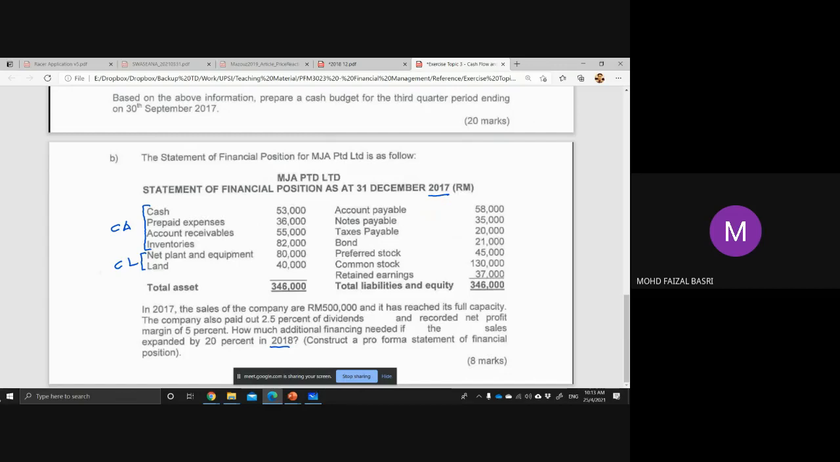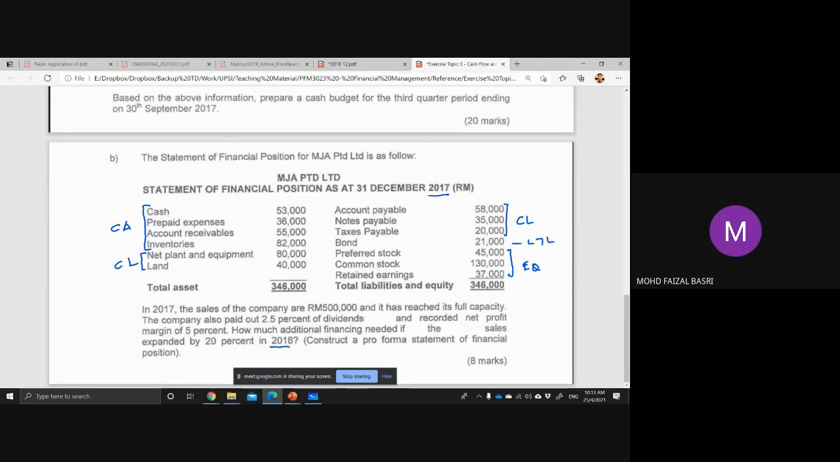Okay, and on the right hand side, we have account payable, sampailah tax payable. This is our current liabilities. And bond is our long-term liabilities, one sahaja. And for preferred, common and retained earnings, this is our equity. Okay. So it's quite important to differentiate the items because the treatment, how we want to forecast, will be different from one category to another.